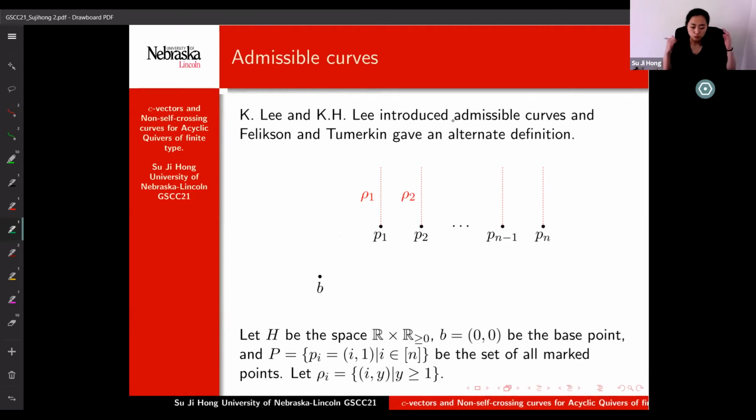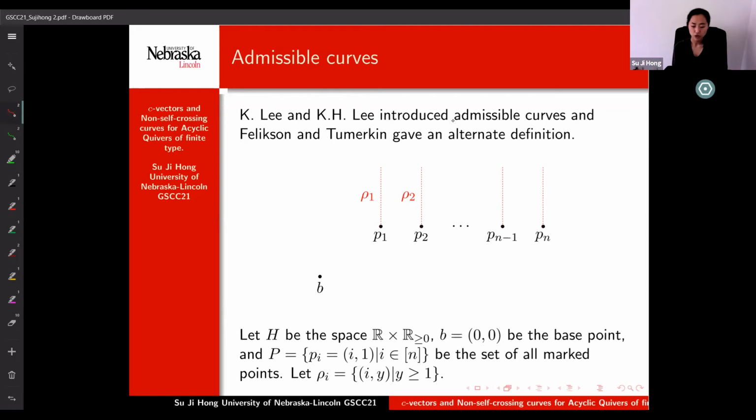To give a diagrammatic description for this, Kyungyong Lee and Gyoung Lee, Kyungyong is my advisor, claim that this diagrammatic description is the simplest description you can have. So he wanted to find some kind of diagrammatic description for this. So he introduced these admissible curves on a certain object, which was harder to think about. But thankfully, Felikson and Tumarkin came up with a different definition that was easier to understand. So I'm going to use that definition.